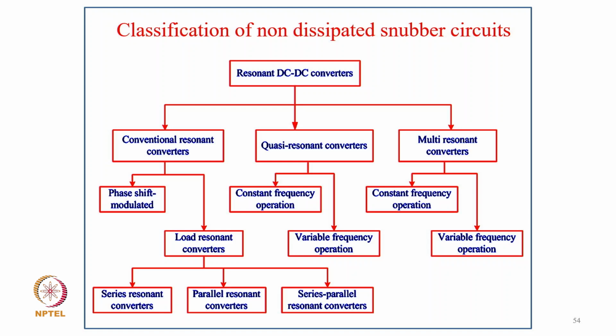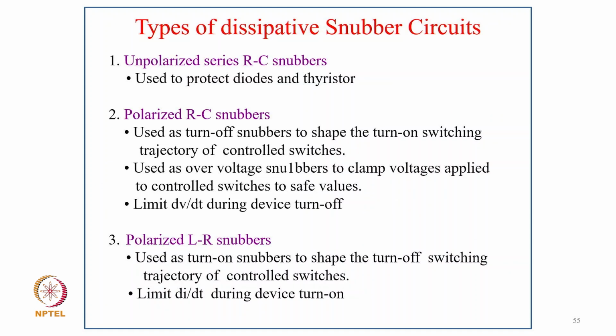Here is the classification of non-dissipative snubber circuits, typically in resonant DC-DC converters. One is the classical converter with pulse modulation, series resonant and parallel resonant, and quasi-resonant with constant frequency operation and variable frequency operation, and then multi-resonant converters for constant frequency and variable frequency operation. So you require different kinds of non-dissipative snubbers in all these operations.